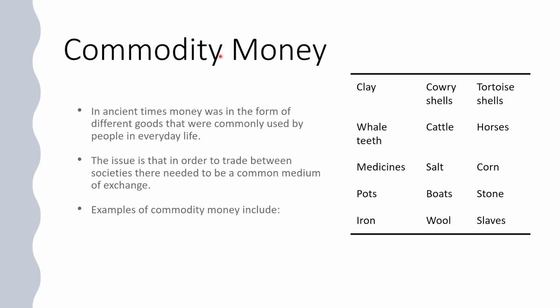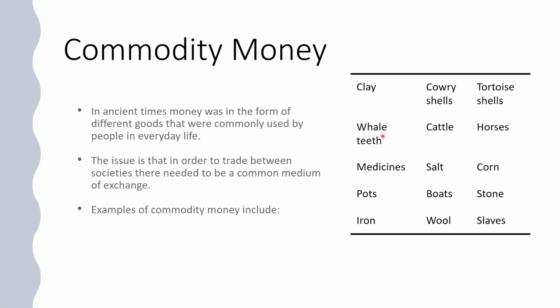So commodity money was used in ancient times, and this is a form of different goods that are commonly used by people in everyday life. The issue, though, is that in order to trade between one society and another, there has to be a common medium of exchange. What do I mean by this? Let's say that I am a seafaring society, and we catch fish and hunt whales, things like that. So we have whale teeth and things like this.